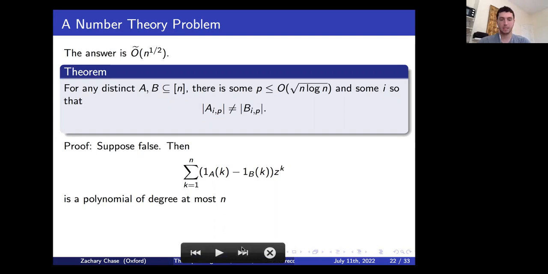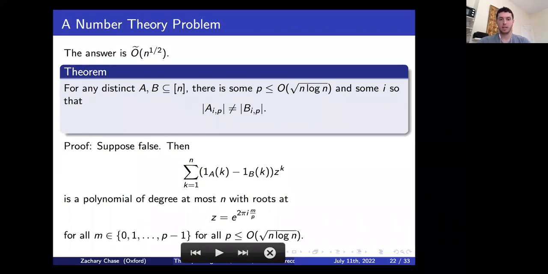This is obviously a polynomial of degree at most n, and under the assumption that the theorem is false, it has roots at z equals e to the 2 pi i m over p, for all p at most root n log n and all m. That's because when z is a pth root of unity, you can split the sum based on the residue of k mod p. So if the theorem is false, you can construct a polynomial of degree at most n with all of these roots. That's a contradiction because the number of roots will be more than n. So the polynomial must be identically 0, which contradicts that A and B are distinct. If you didn't follow the details, it's just a very beautiful proof for this basic number theoretic problem.